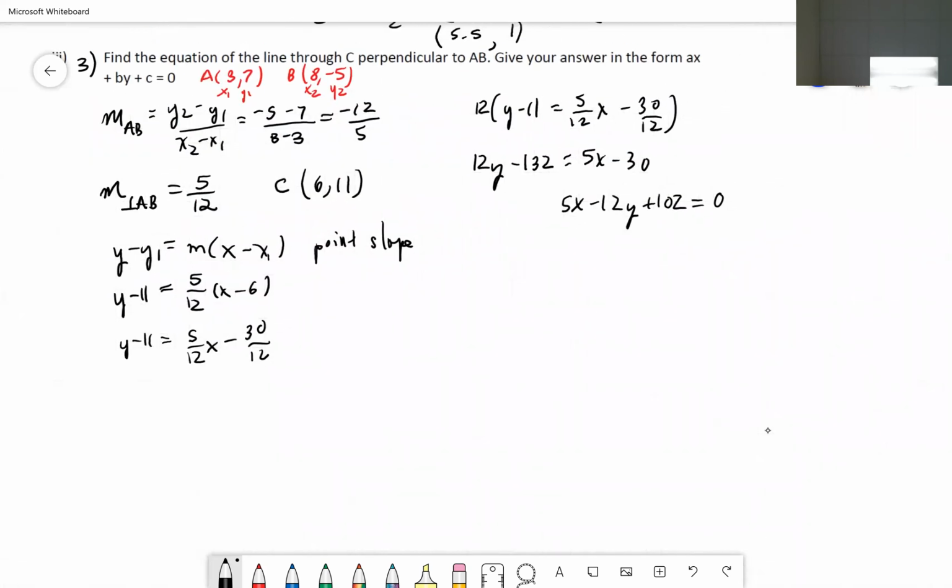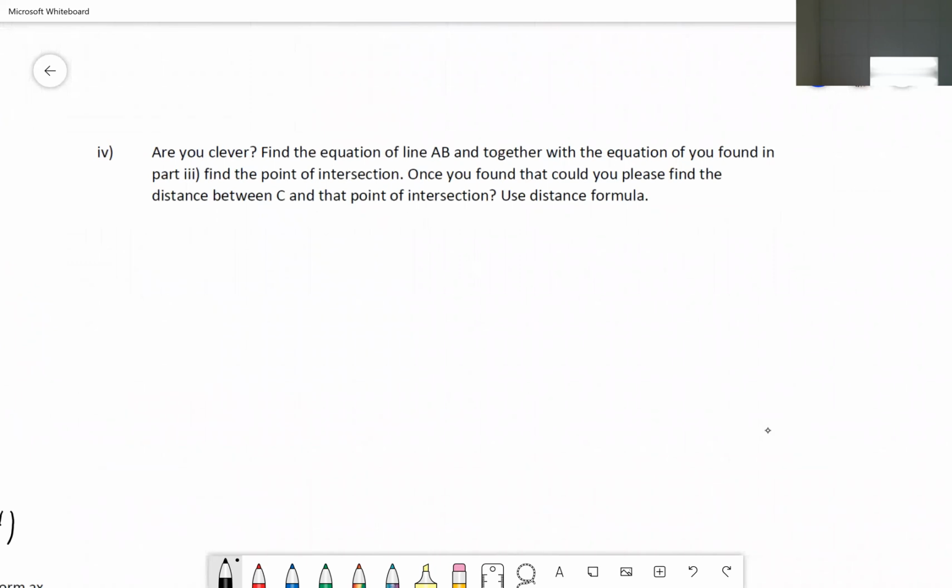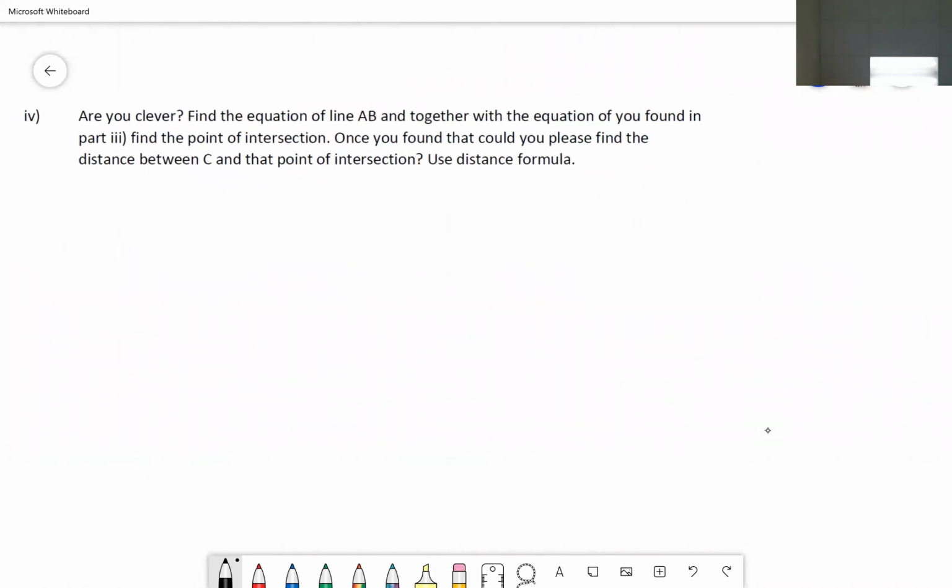So let's continue. Now it says part 4, which you don't see. Nobody got this answer? I got it. I'm not worried, but I would like people's grades to improve from last time. It says: using the equation of line AB together with the equation you found in part 3, find the point of intersection. So they want you to find an intersection between AB and C, that perpendicular line that we just made.